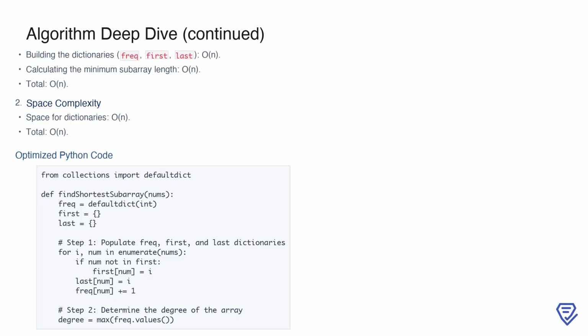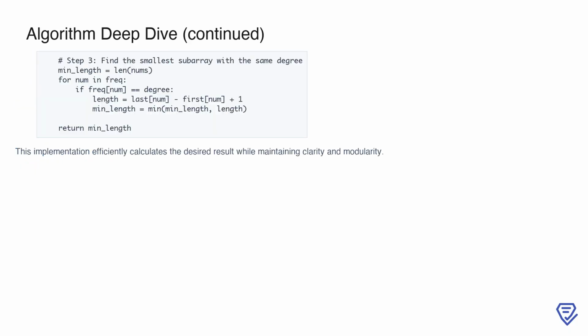The code begins by importing the defaultdict class from the collections module, which simplifies the creation of the frequency dictionary. In the main function, we initialize frequency, first, and last. Then, using a single loop, we populate these dictionaries by updating the frequency, first occurrence, and last occurrence for each element. Once the dictionaries are complete, we calculate the degree of the array by finding the maximum value in frequency. With the degree identified, we proceed to find the smallest subarray that matches this degree.